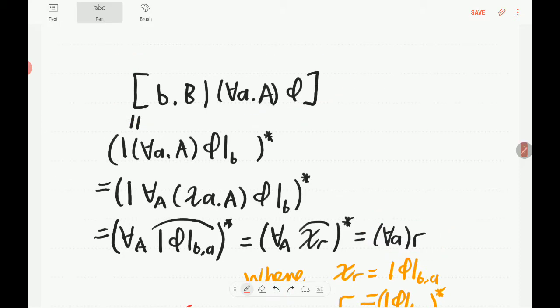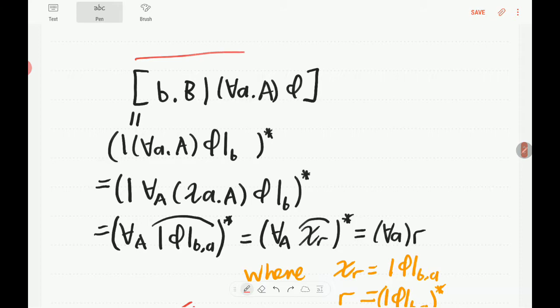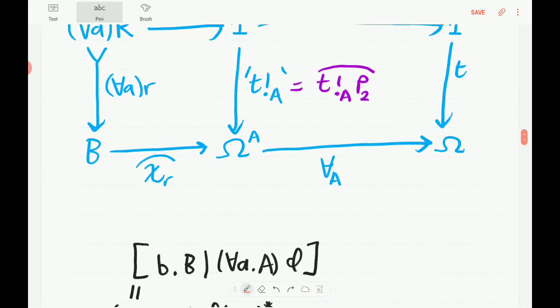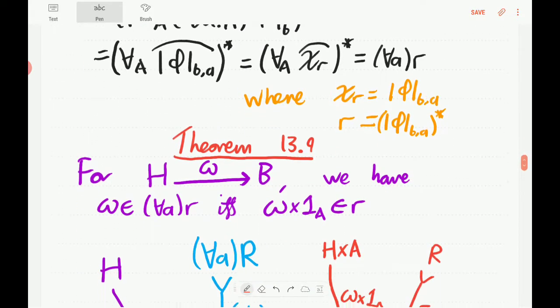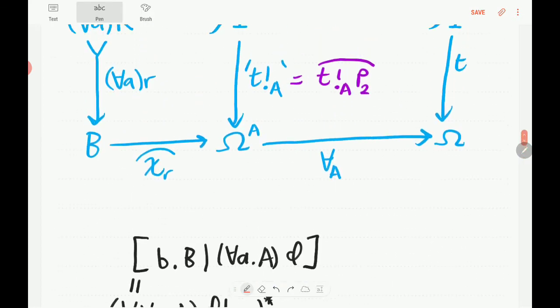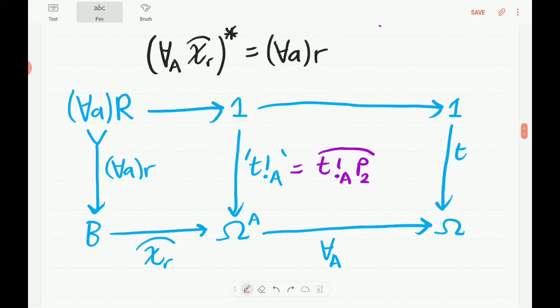Okay, so the reason this is relevant is because this is something that crops up quite a lot in the Mitchell-Bénabou language, and we can write it in terms of this for all little a R expression. And then the fact of the matter is that we have a result which allows us to understand this kind of subobject, for all little a R, quite well. You can see by this diagram that for all little a R is a subobject of B here, and we can actually characterize the arrows which are in it quite easily.